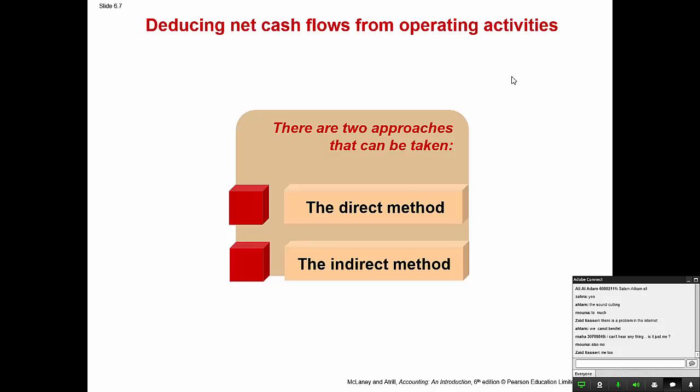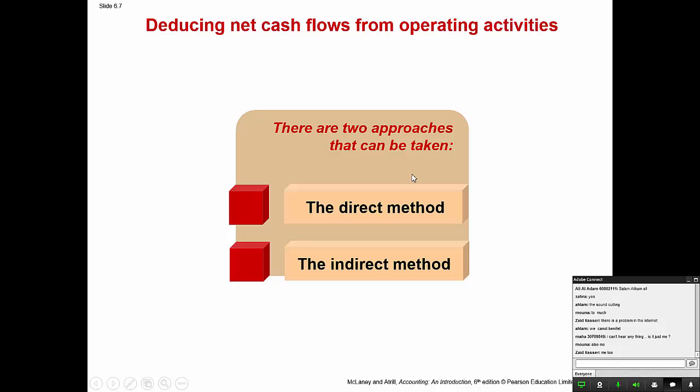But the cash flows from operating activities, this is the one that we are interested in. This is the one that shows us whether the business has good cash flows or bad. Okay, we have two methods for finding out the cash flows from operating activities. We have the first one, which is the direct method, and the indirect method.